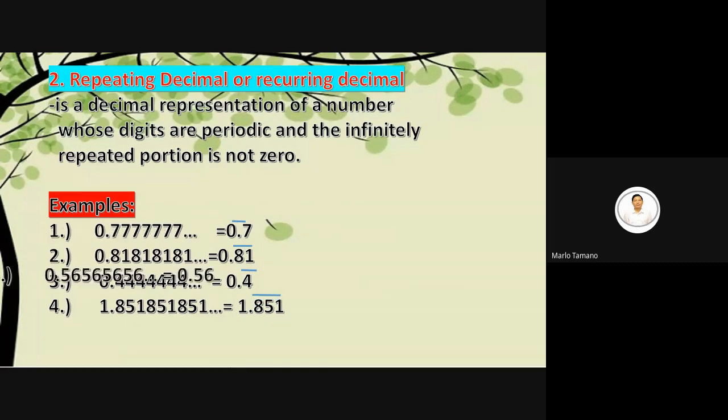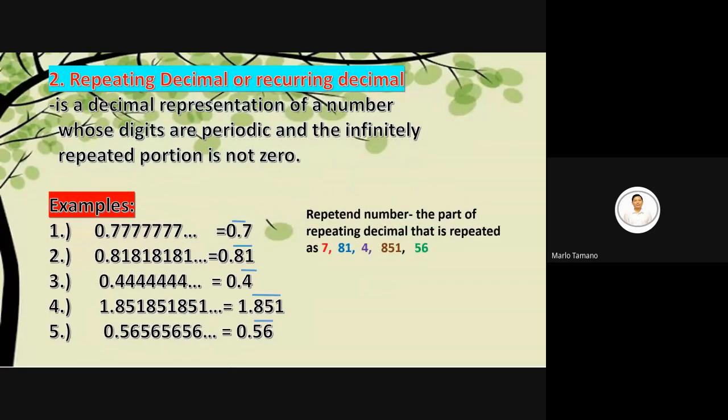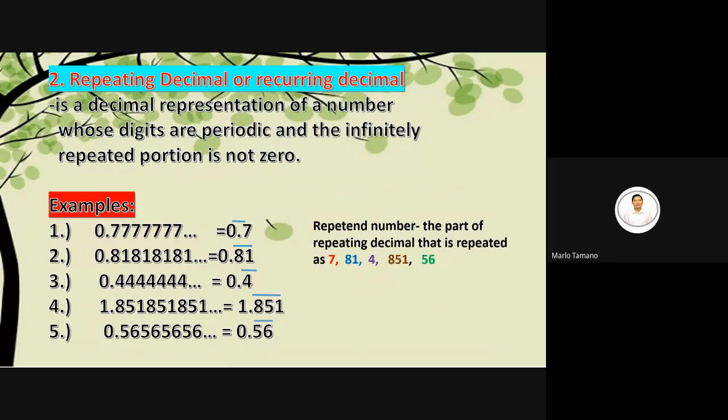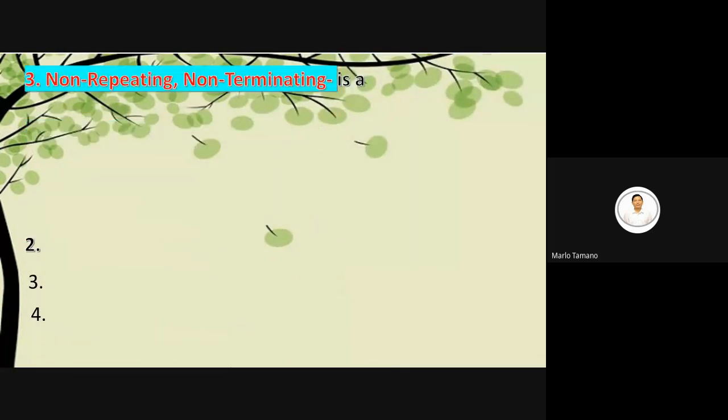Next number 5. 0.56, 56, 56. Ang repeated digit natin or numbers are 5 and 6. Okay, so repeated number, the part of repeating decimal that is repeated, just like in number 1, 7, number 2, 81, number 3, 4, number 4, 851, and number 5, 5 and 6 or 56. Can you follow? Naintindihan po? Right, so let us now proceed to number 3, non-repeating or non-terminating.